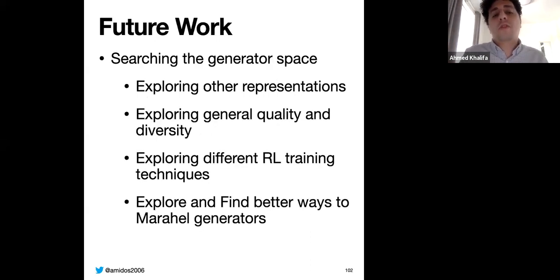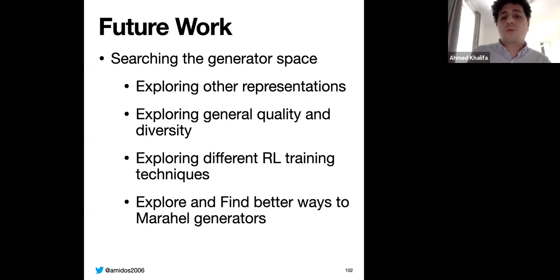For searching the generated space, there is a lot more that needs to be done. We could explore different representations. We only explored two of them. What about the rest? Maybe there are interesting representations that will be better than these two. We might want to explore using general quality and diversity metrics, similar to the ones we proposed in the previous work. We could explore different ways to train the neural network, like cooperative training where you have more than one agent and each one tries to help the others build the level, similar to the cooperation between humans when building a level.